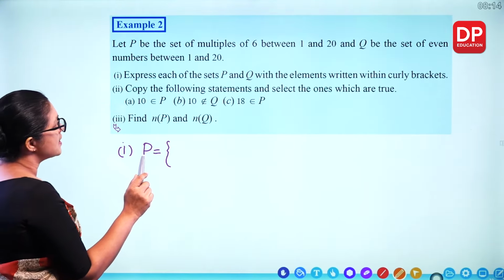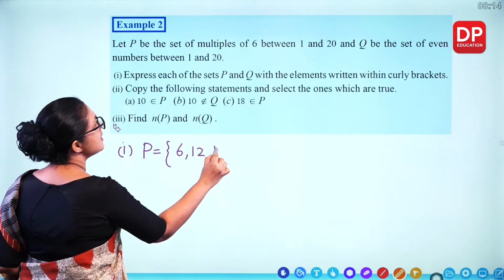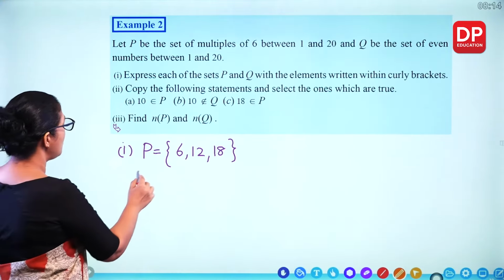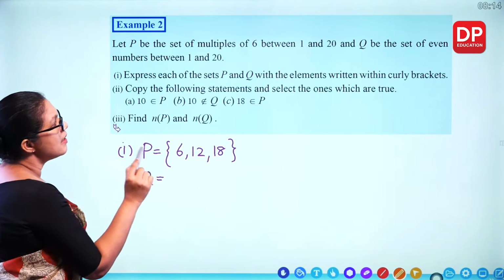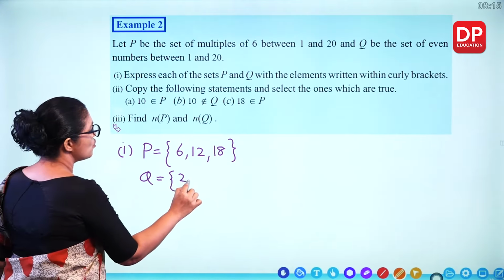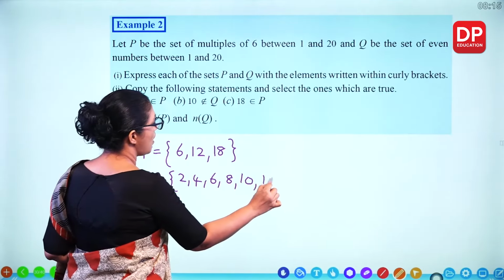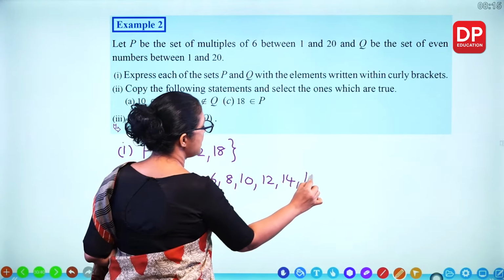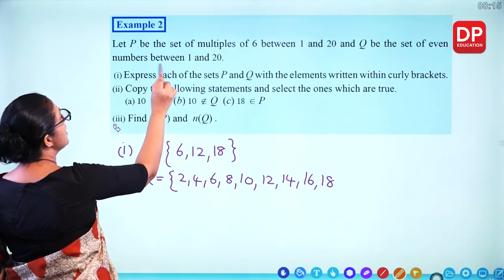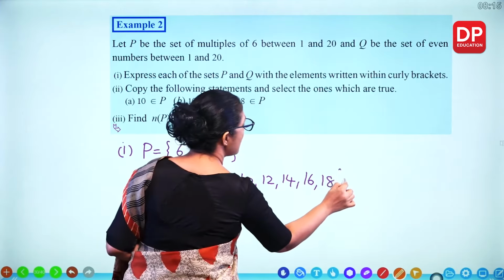Multiples of 6 between 1 and 20: 6, 12, 18. Those are the three. Q means the set of even numbers between 1 and 20. Even numbers: 2, 4, 6, 8, 10, 12, 14, 16, 18. Between means you can't take 20, so 18 is the last digit.